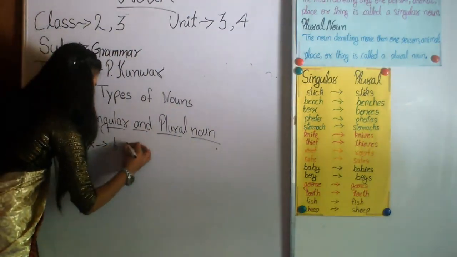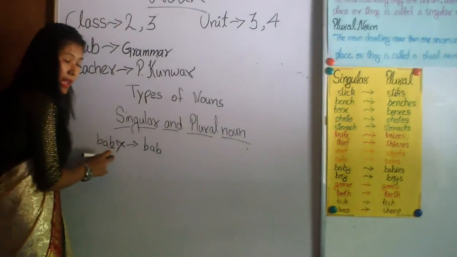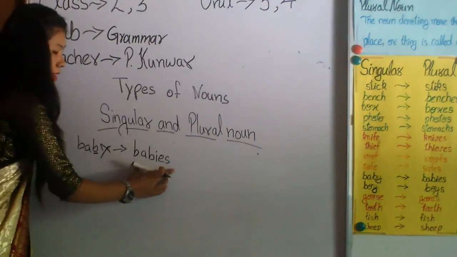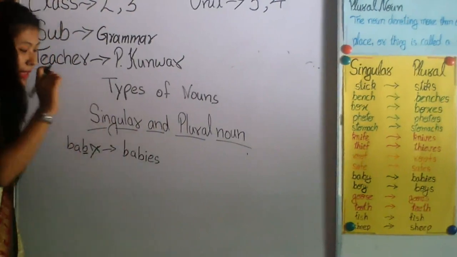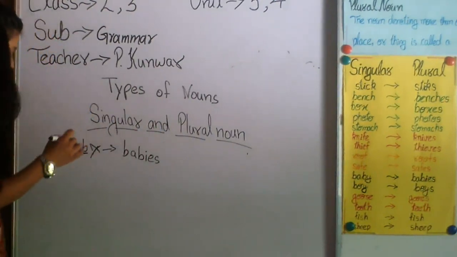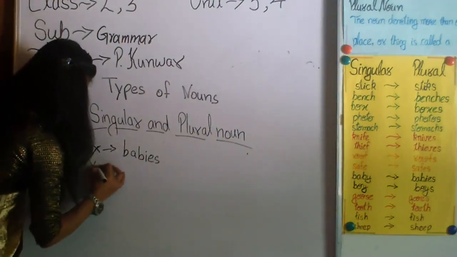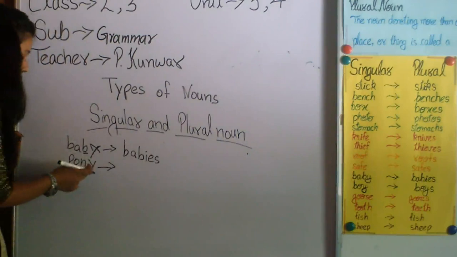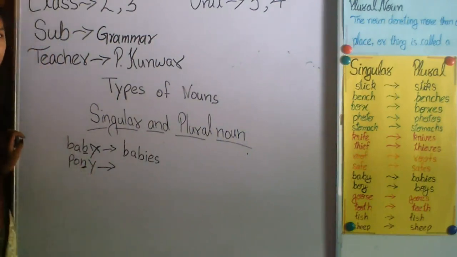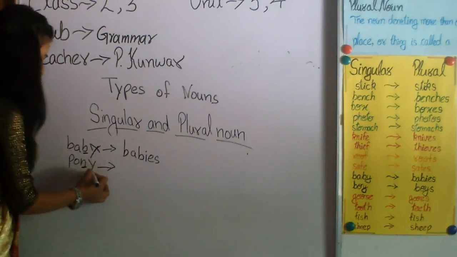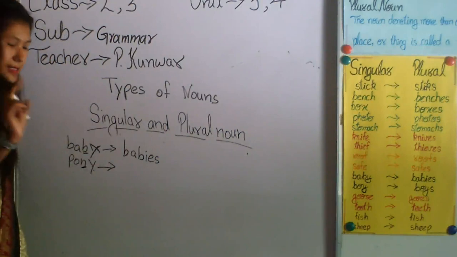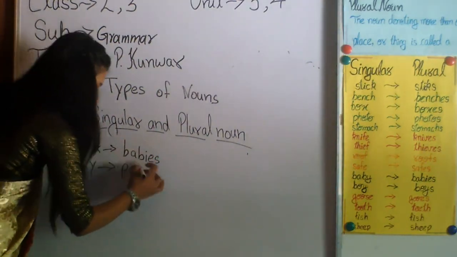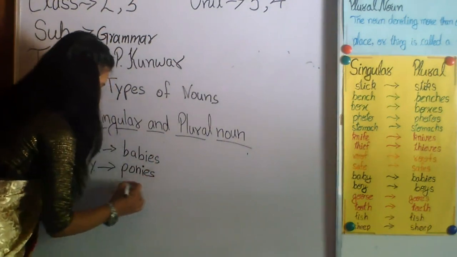So let's write b-a-b. I have removed y and we have to add ies. I-e-s, babies. Understood? Now in the same way, let's write next example: pony, p-o-n-y. In this singular noun, y ends, and before y there is n. N is also a consonant, so we have to remove y at the end and add ies. Ponies.